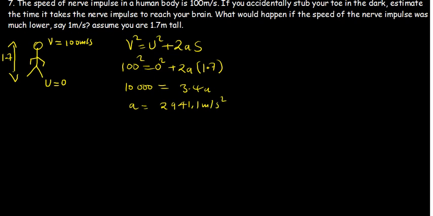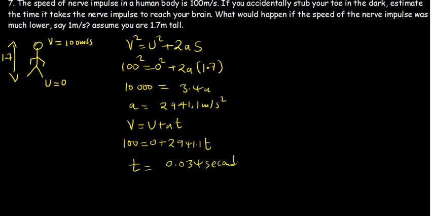We found the acceleration of the nerve impulse. Now to find the time, we know that velocity is given by initial velocity plus acceleration multiplied by time. The final velocity is 100. Initial velocity is 0 plus acceleration is 2941.1, and then multiply by the time. So divide both sides by this value, 2941.1, to find the value for t, and that would be 100 divided by 2941.1. That is going to give about 0.034 seconds.